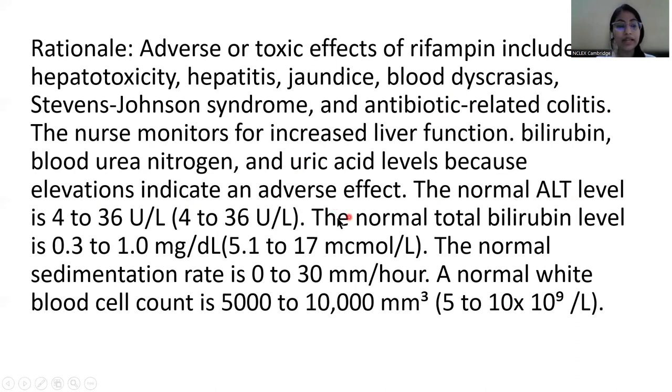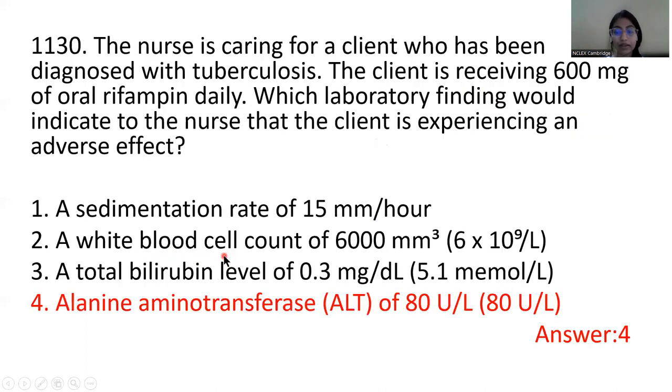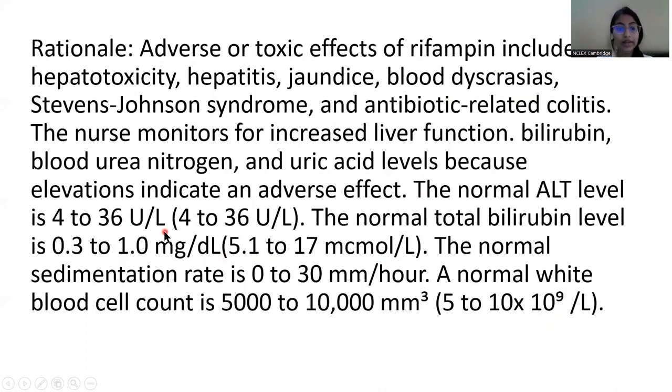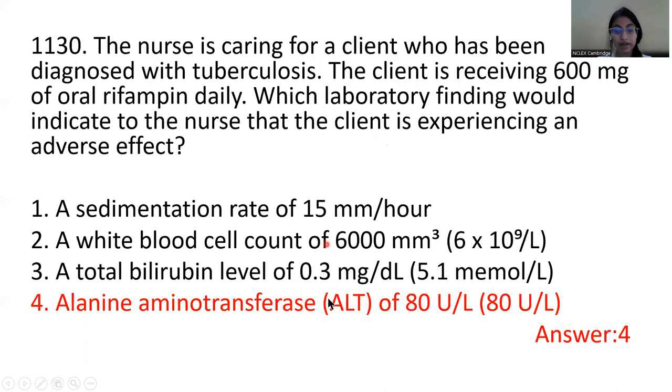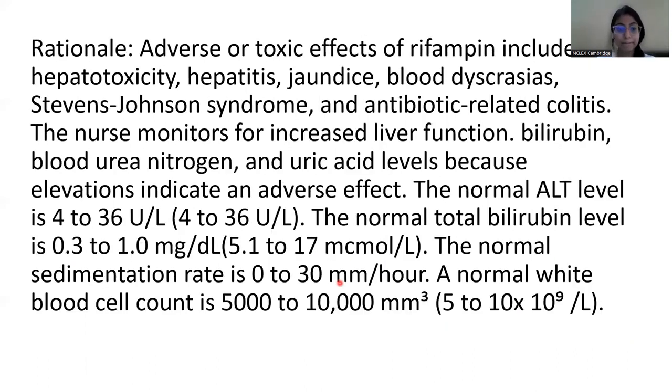The normal ALT level is 4 to 36 units per liter. The normal total bilirubin level is 0.3 to 1 mg per deciliter. So the normal ALT level is 4 to 36, and this is elevated very much. This is more than 36, so it means the liver has been affected. The normal sedimentation rate is 0 to 30 mm per hour, and the normal white blood cell count is 5,000 to 10,000 mm cube.